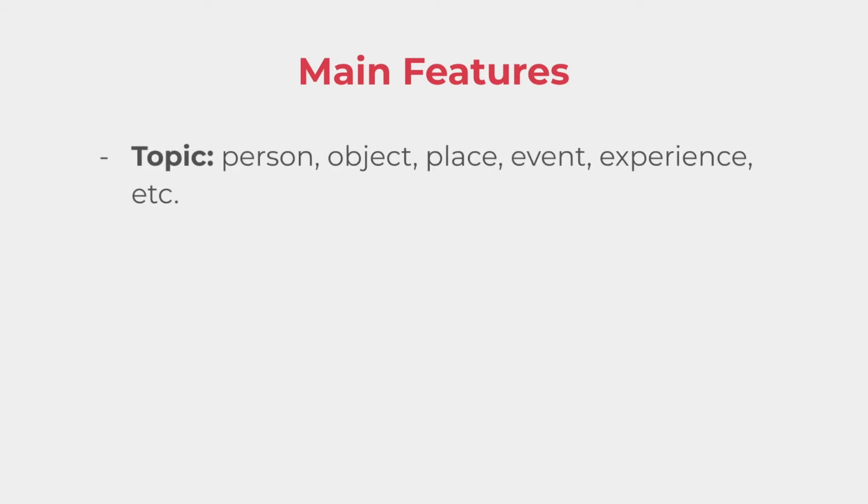Well, we learned that the topic of a descriptive essay can be a person, an object, a place, an event, or an experience, or anything else that you may want to describe, right? This is not an exhaustive list. The most important thing about a descriptive essay is that it describes something or a person, and that something may vary, right? May be beyond whatever is in this list.